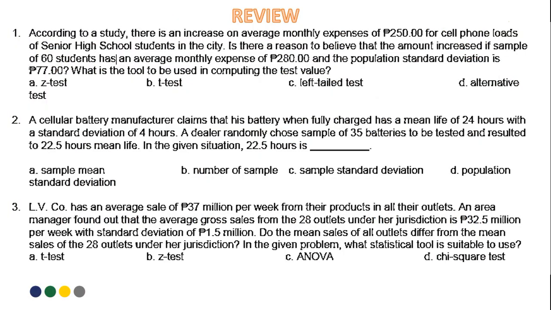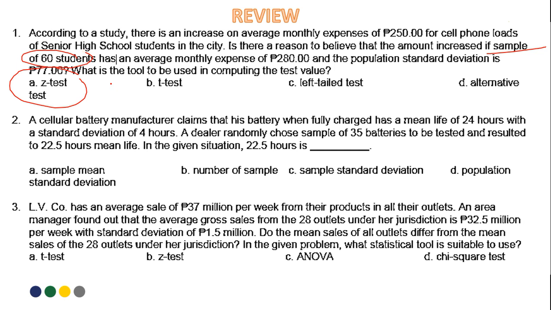Okay. Identify what is the test statistic in number one. Z-test, T-test. It's either A or B only. Answer? Letter A. The answer is letter A because the sample size is 60 students. So we're going to pick letter A.